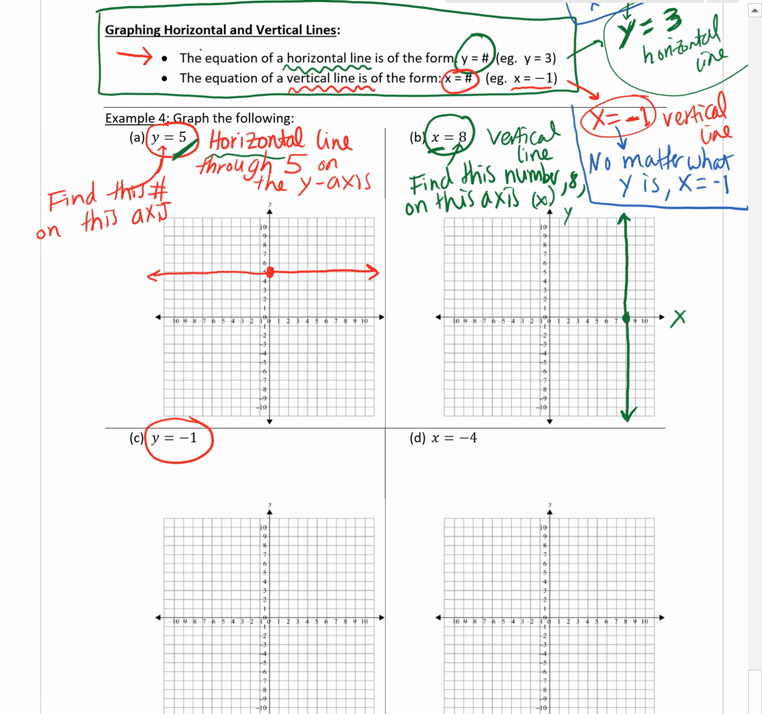We've got y equals -1. I remember that's a horizontal line because it's the opposite of the y-axis, which is vertical. A horizontal line through the number that I'm given, -1, on the axis that I'm given, which is y, since it says y equals -1. I'm going to find -1 on the y-axis, here it is down here, and then draw a horizontal line through it. There we go. Beautiful.